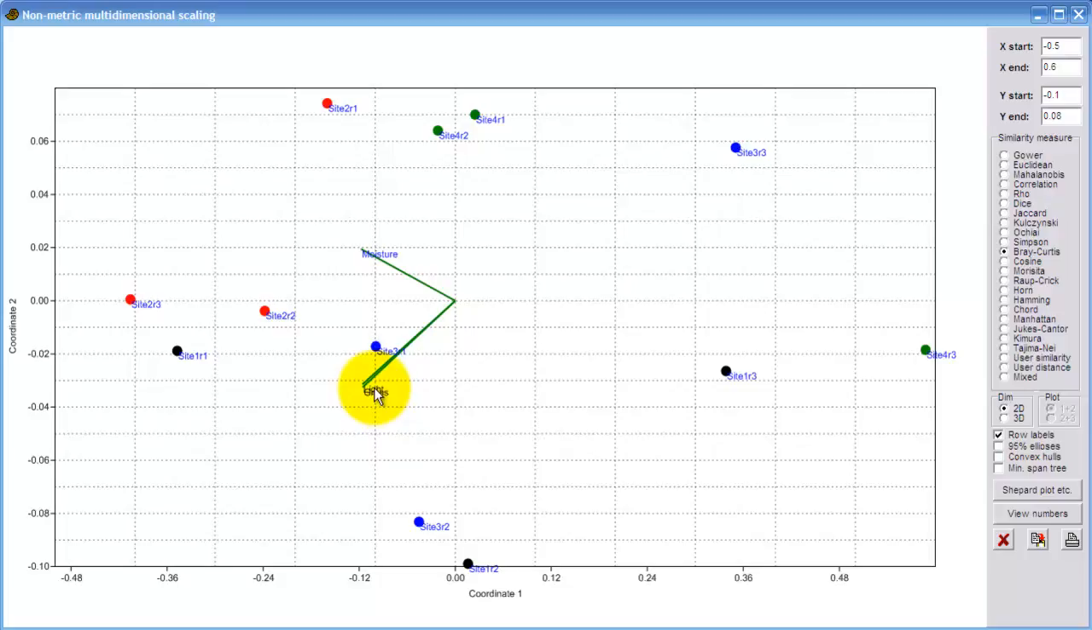Now, I said the NMDS did not take into account the environmental variables when plotting the points. So where do these come from? What it's looking at is the correlation between the environmental variables and the axes of the graph. And that's how it works out how to put these lines on. But the information is basically the same as we're seeing from the PCA.